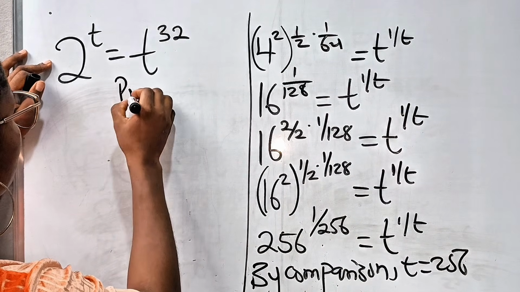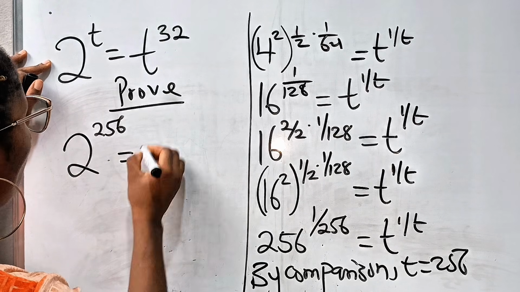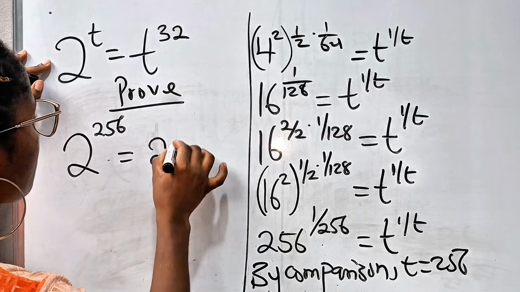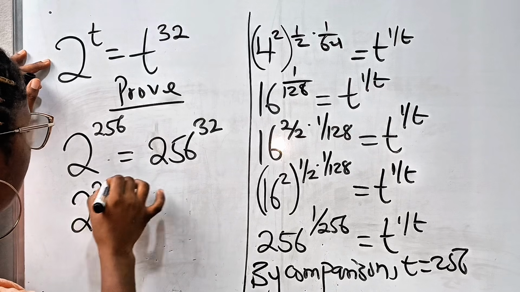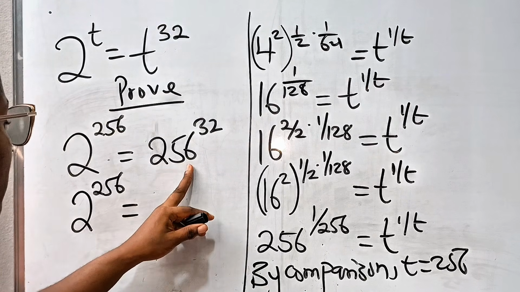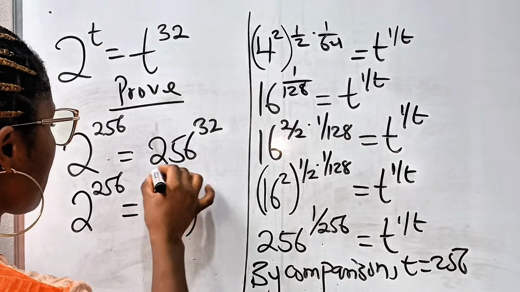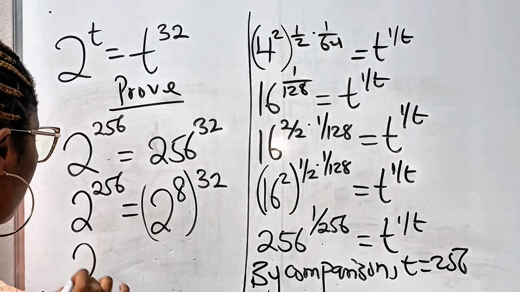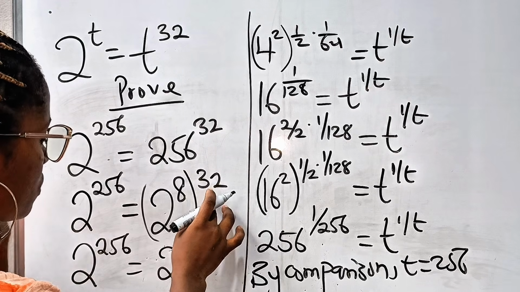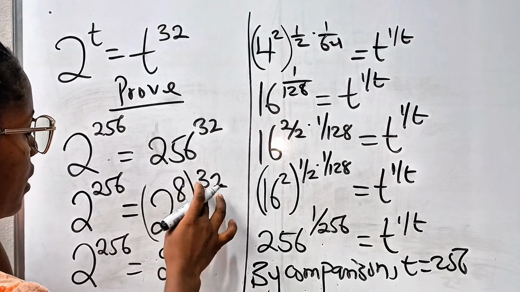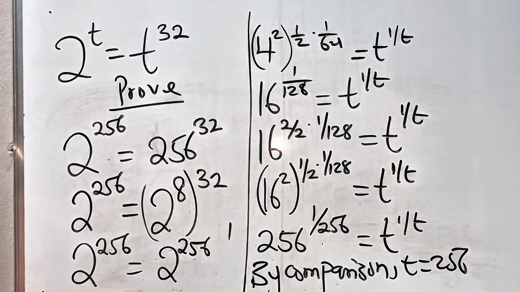Now let's prove. 2 to the power of 256 is equal to t to the power of 32, where our t is 256. So we have 2 to the power of 256 is equal to, now 256, let's write it in base 2. It's going to be 2 to the power of 8, right? Raised to the power of 32. So we have 2 to the power of 256 is equal to 2 to the power of 8 times 32. 8 times 2 is 16, carry 1. 8 times 3 is 24 plus 1, 25. So you can see that the left-hand side is equal to the right-hand side.